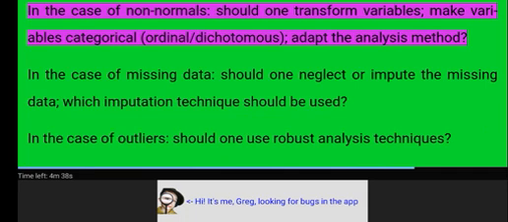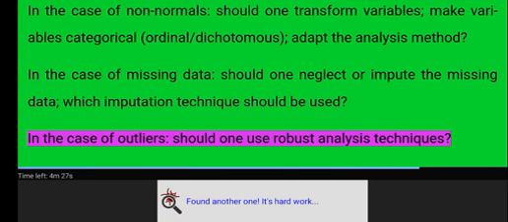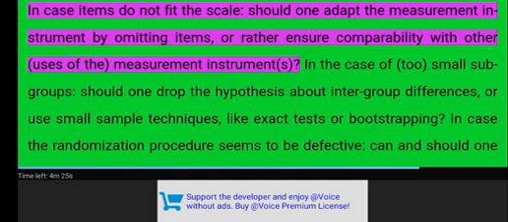In the case of non-normals, should one transform variables, make variables categorical, ordinal, dichotomous, adapt the analysis method? In the case of missing data, should one neglect or impute the missing data, which imputation technique should be used? In the case of outliers, should one use robust analysis techniques? In case items do not fit the scale, should one adapt the measurement instrument by omitting items, or rather ensure comparability with other uses of the measurement instruments?